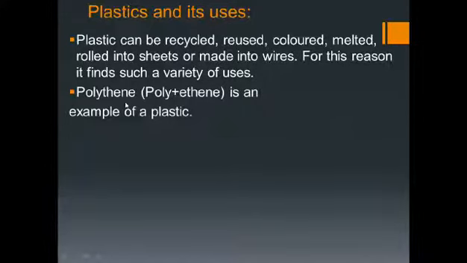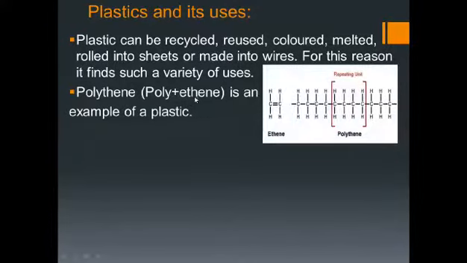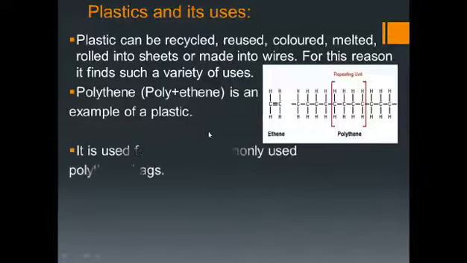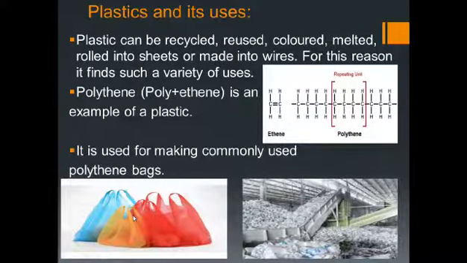Polythene is an example of plastic. Poly plus ethene gives polythene. In this picture, you can see this is an ethene molecule. By combining a number of ethene molecules, polythene is formed. It is used for making commonly used polythene bags.